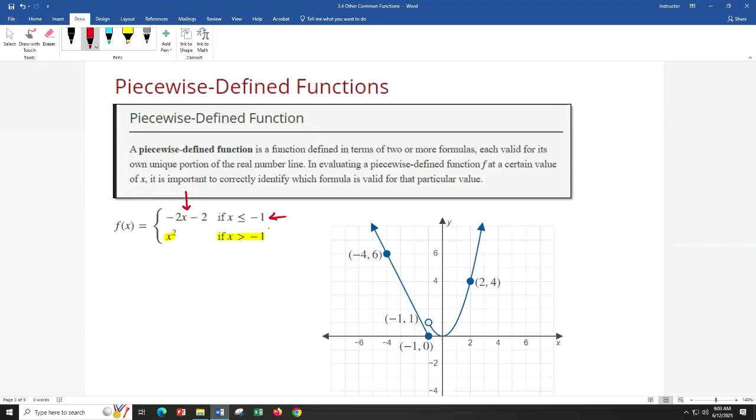Anything greater than -1, sorry, what are you going to start having? This parabola. Okay. Do you notice how this is an open circle here and this is a closed circle? That open circle, you can write this down. You're going to learn it later on, but it's very good to learn things now.